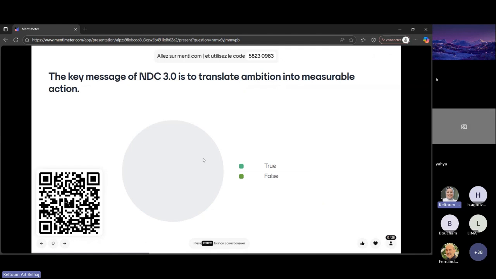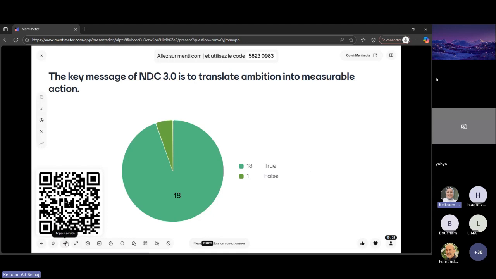The key messages of NDC 3.0 is to translate ambition into measurable action. Is it true or false? One of the key messages from the Global Stocktake is to have... that's true. Thank you very much.